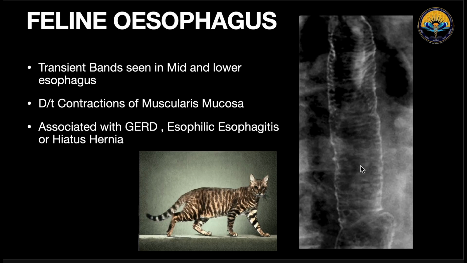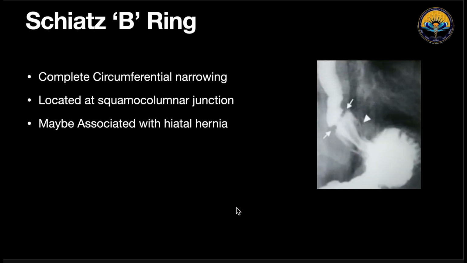Coming to the next, feline esophagus. Here we can see there are transient bands in the middle and lower esophagus, and these multiple transient bands are due to contraction of the muscularis mucosae. This is called feline esophagus because it resembles a cat, like we can see here. And this feline esophagus is commonly seen in GERD, eosinophilic esophagitis, and hiatus hernia.